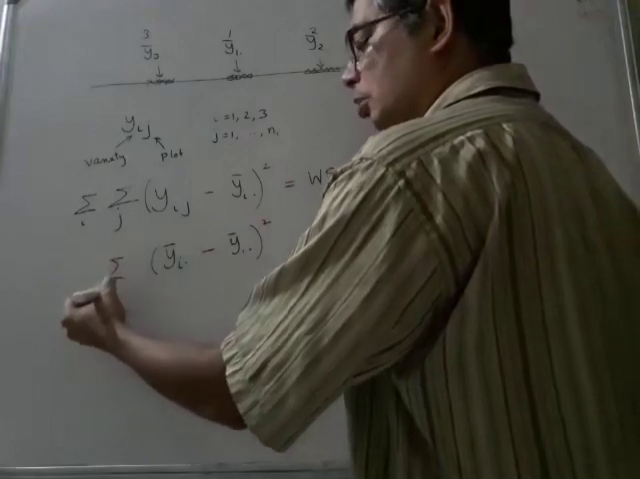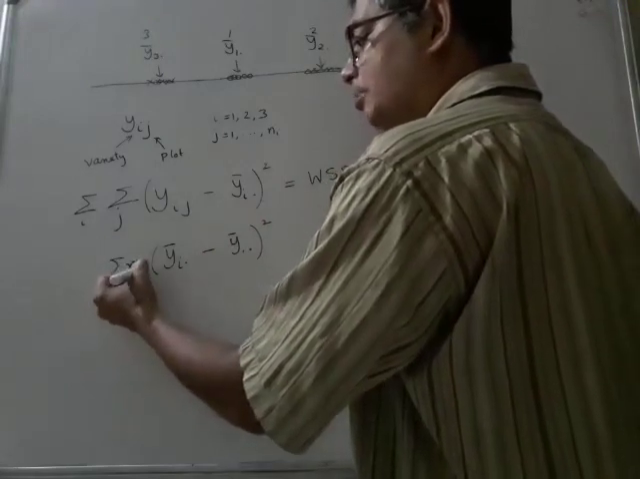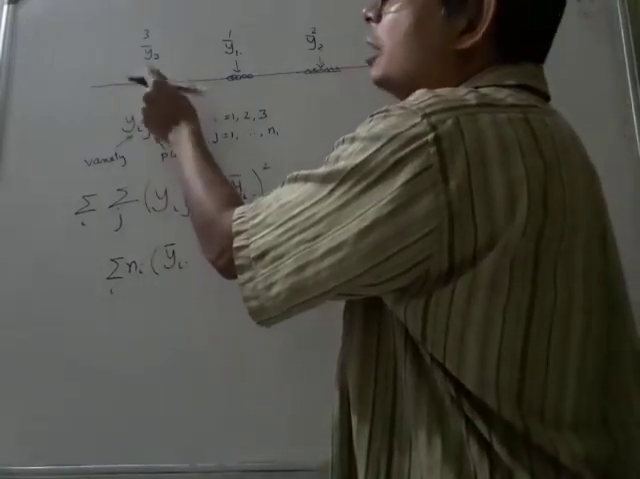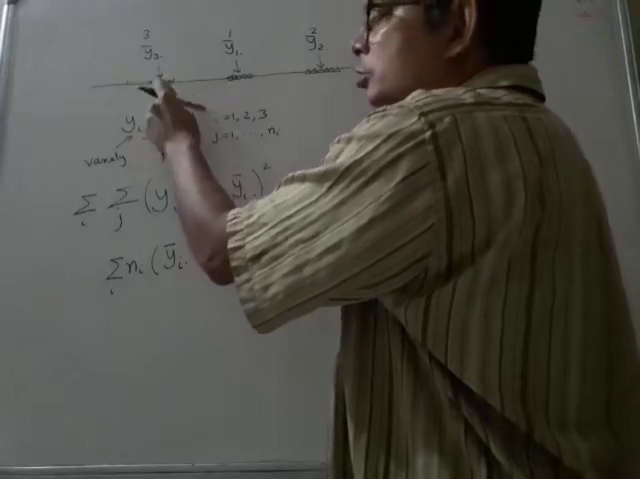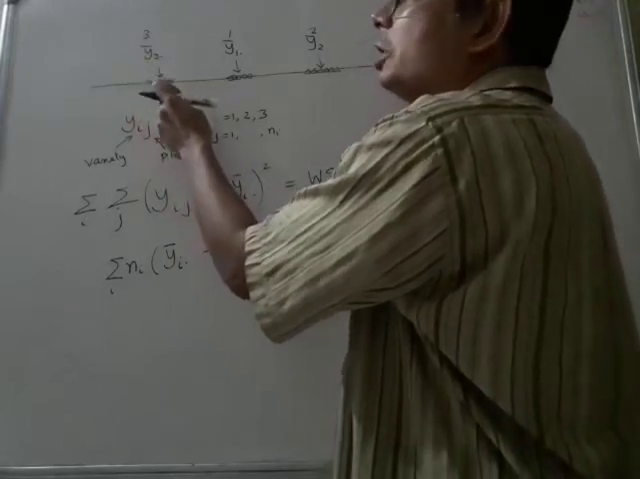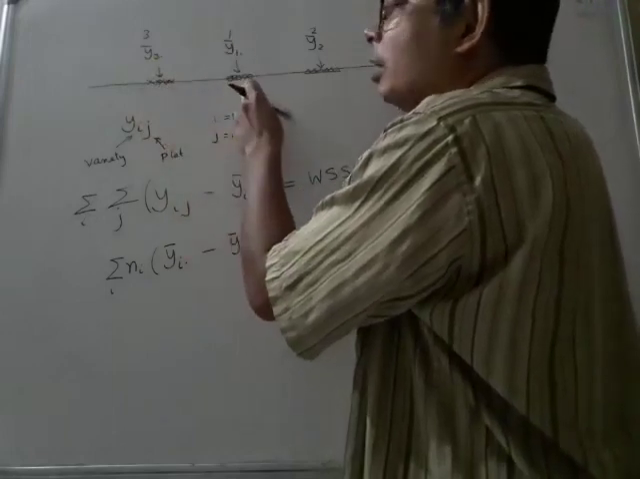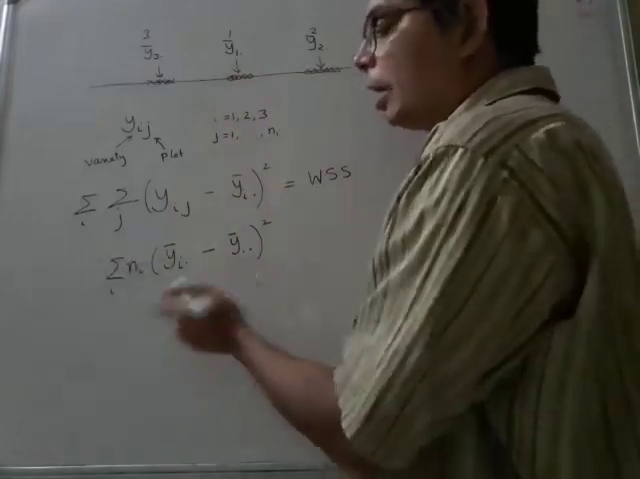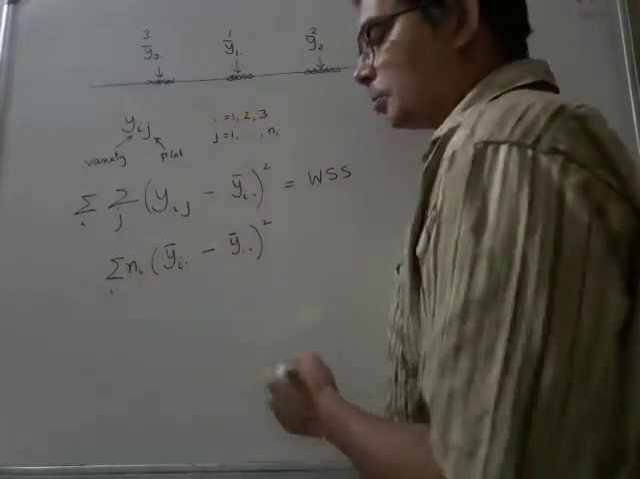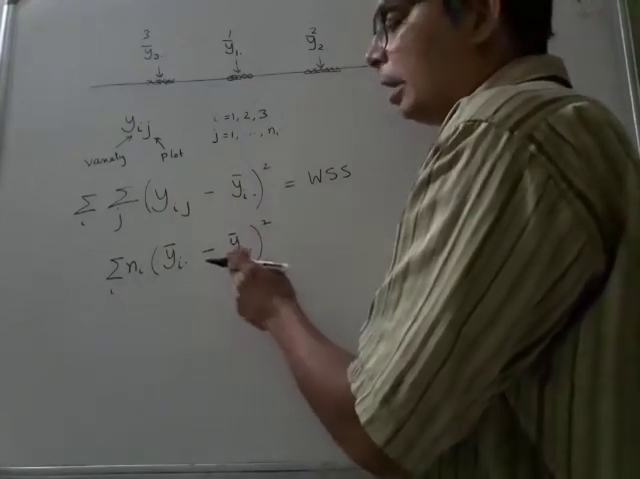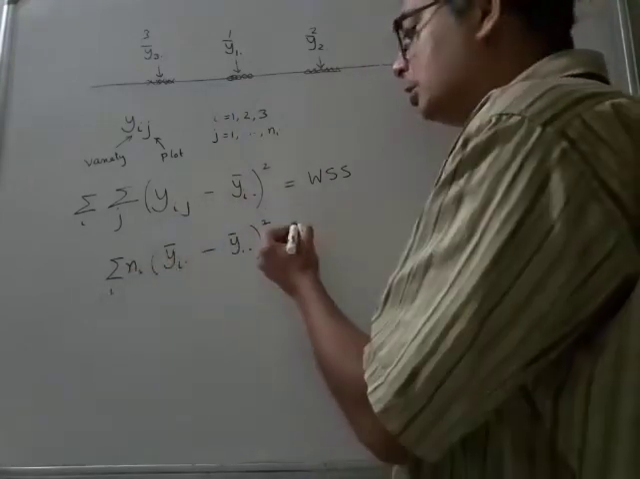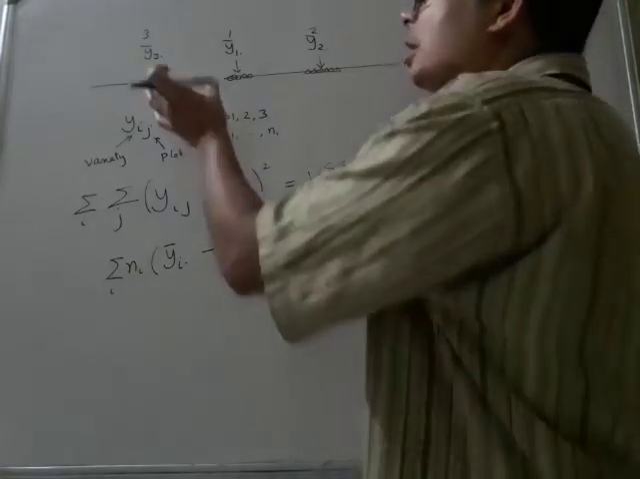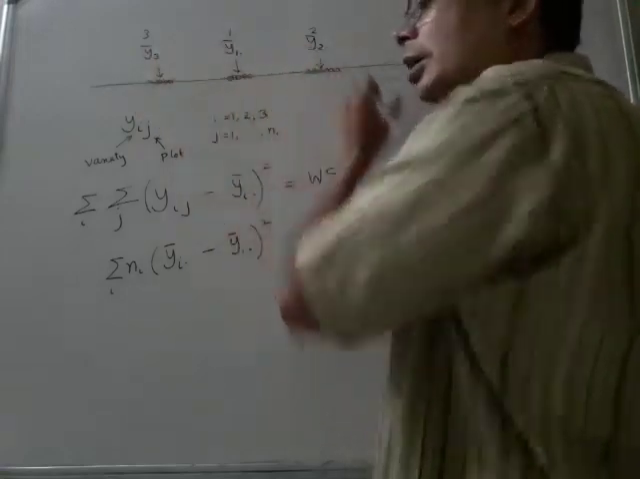You sum over i, but now I multiply with ni. This is the idea that as if all these points are nothing but y3 dot bar. So there are n3 many points equal to y3 dot bar, n1 many points equal to y1 dot bar, and so on. That is why I am multiplying with this factor. So this is the weighted average, and the weights are these ni's. This they call the between sum of squares. Between means between the clusters, and within means within the clusters.